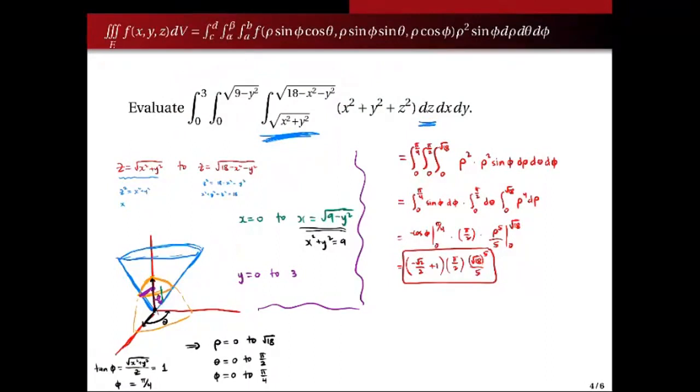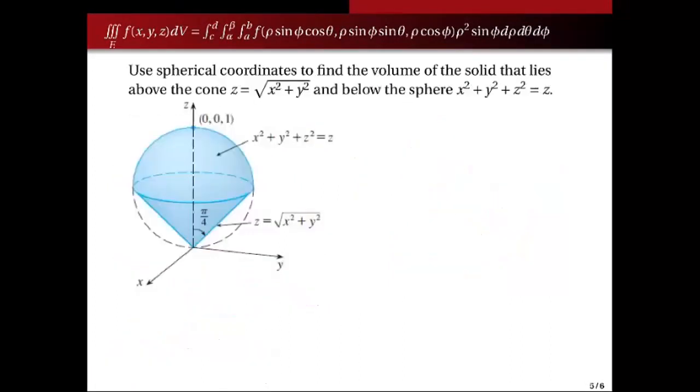All right. Finally, let's have this last example. Use spherical coordinates to find the volume of the solid that lies above the cone z equals square root of x squared plus y squared. So we have the cone earlier. And below the sphere, x squared plus y squared plus z squared equals z. So you have the sphere, part of the sphere actually, and then you have the cone.